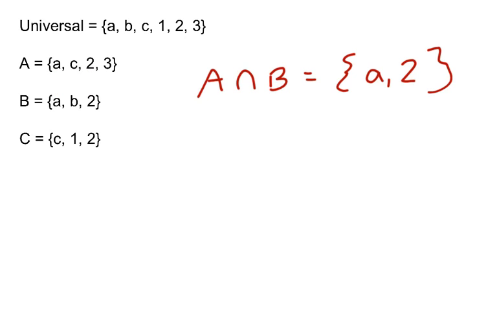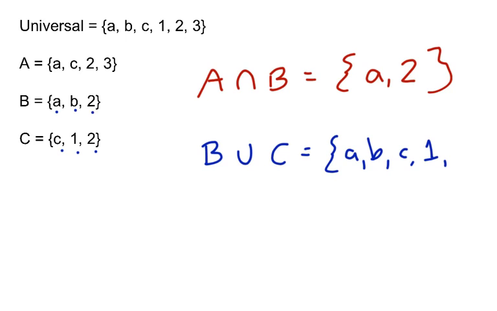Now let's take a look at another one. Let's find B union C. Now we want the union of sets B and C. Well, what I'm going to do is take all this stuff that's in B and all this stuff that's in C and just put them together. I'm going to write them in the same order they were given in the universal set, even though that's not important and it wouldn't make it incorrect to put them in a different order. But I'm going to have A, B, C, 1, and 2.